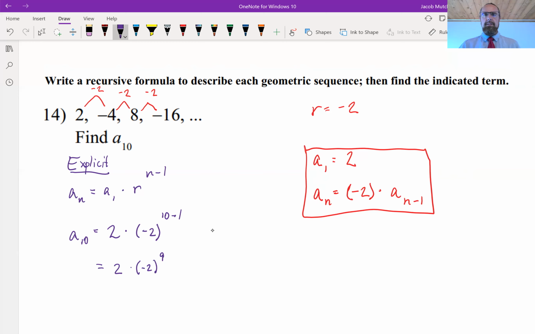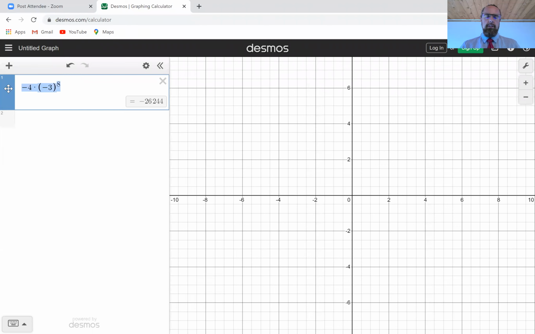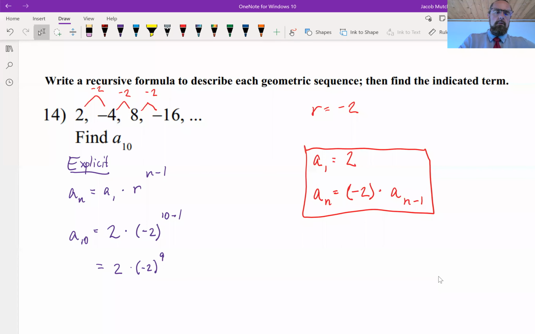So again, I'm going to take that to the graphing calculator. Really just a scientific calculator would suffice. And we'll calculate here. So that's 2 times the common growth rate, -2, all to the power of 10 minus 1, which is 9. And that gives me a value of -1,024. a sub 10 equals -1,024.